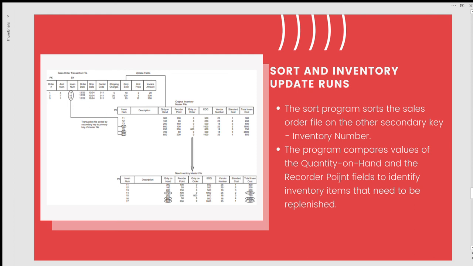The program compares values of the quantity on hand and the reorder point fields to identify inventory items that need to be replenished. So this program also helps with identifying inventory items that need to be refilled. That info will be sent to the purchasing department, then a journal voucher is prepared to show the cost of goods sold and the reduction in inventory.